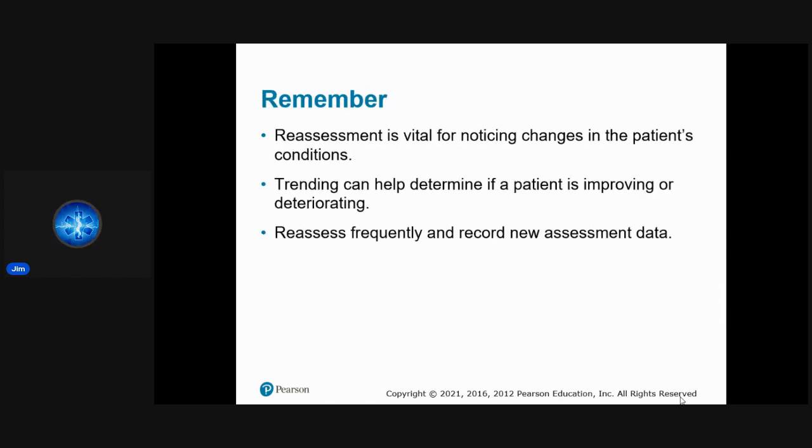Reassessment is vital for noticing changes in your patient. This is called trending. Trending can help determine if the patient is improving or deteriorating, right? So if we just did our initial assessment and never checked our patient again, we would never know if the patient's getting worse or getting better. If what we gave them, for example, a nitro, is it helping? We'll never know that unless we trend or reassess. Reassess frequently and record new assessed data.